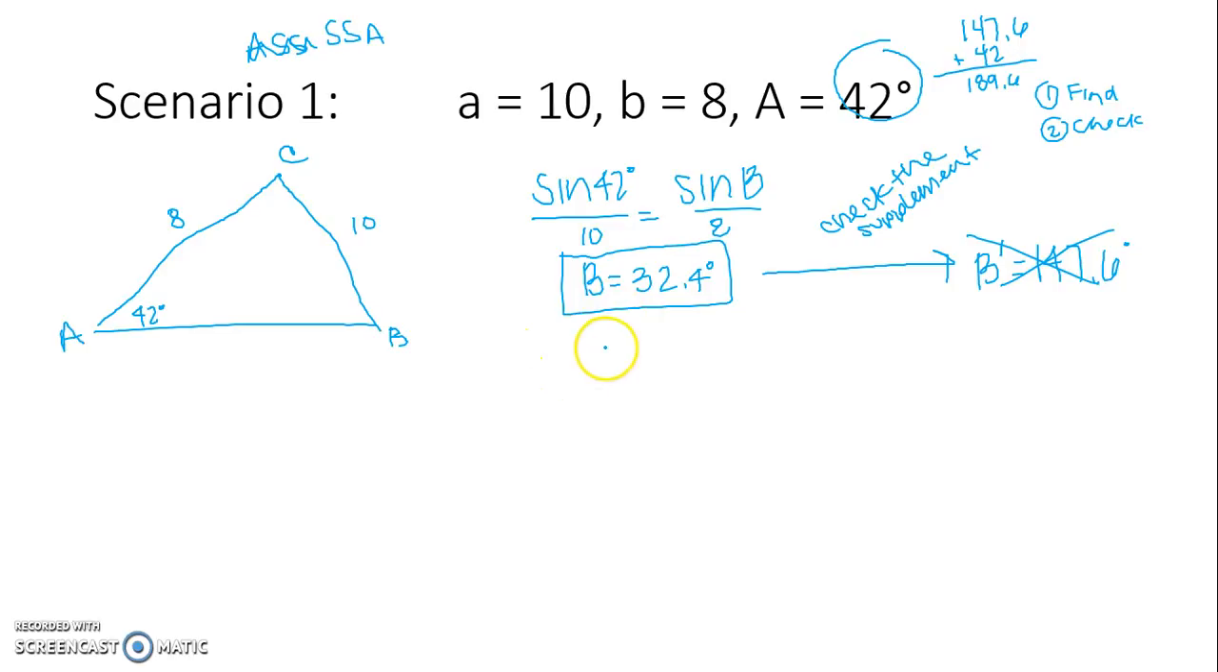So I would find angle C, and that's going to be 180 minus my angle A and minus my angle B for 105.6 degrees. And then I'll use that with my law of sines to find side C.